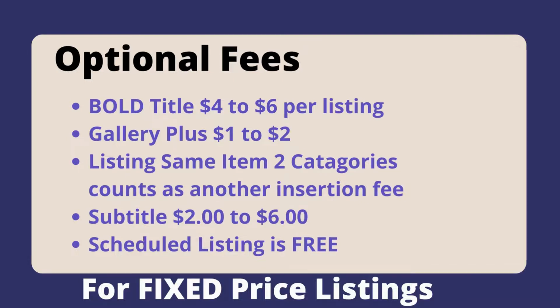Then if you list the same item twice, like we talked about with the vintage coat, that is also a double insertion fee. Then we have the subtitles, so you can have a separate title. Those are $2 to $6 each. Now, what's really exciting though is the scheduled listings, which used to be 10 cents each, is now free. So what those are is you could do drafts and you can tell it that you want it to push out like 10 for the next 5 days. So you can almost set it and, quote unquote, forget it.